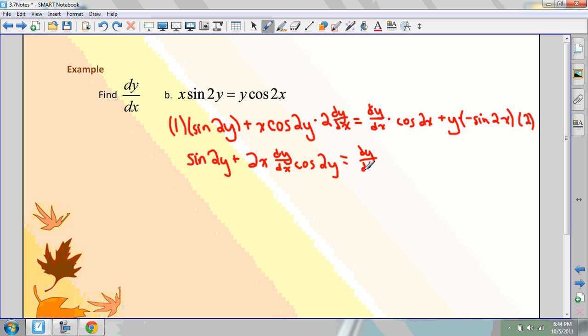Equals 2y dx times cosine of 2x minus 2y sine of 2x.